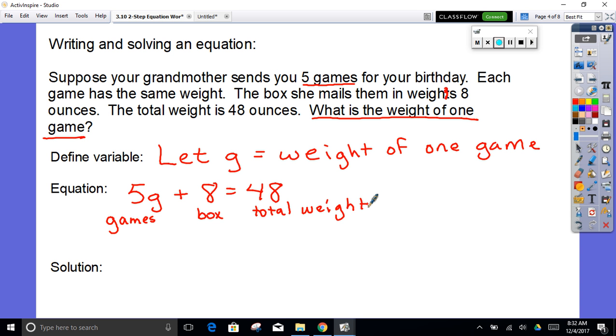You would multiply 5, or no, 5 plus 8. Now I want to solve the equation, so just think: two-step equations. We want to subtract 8. There we go. Okay, and you end up with?